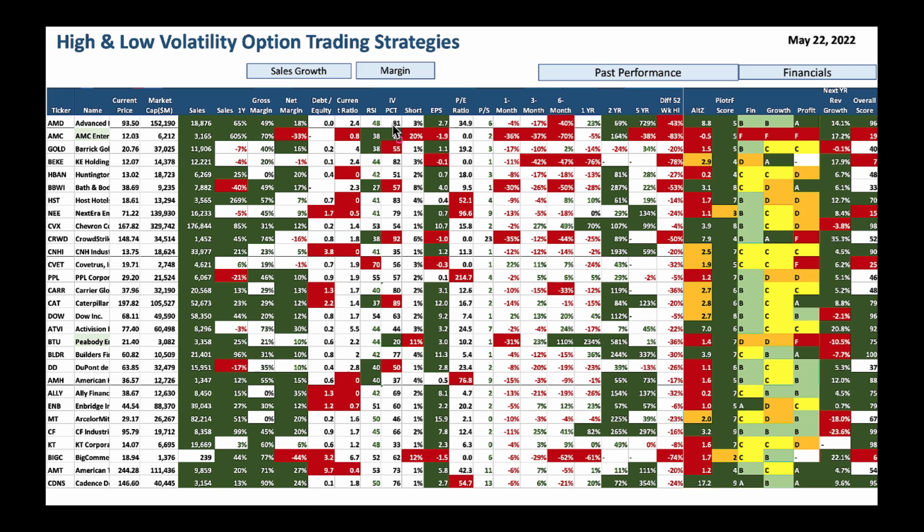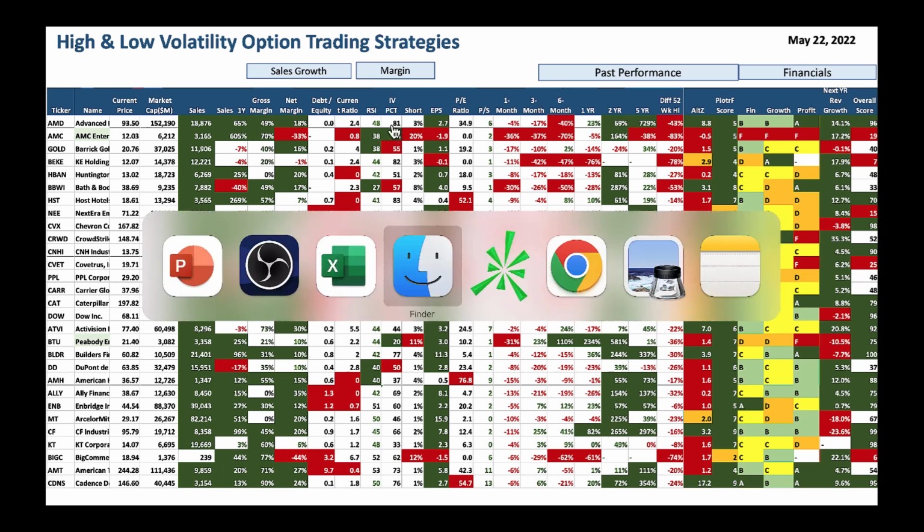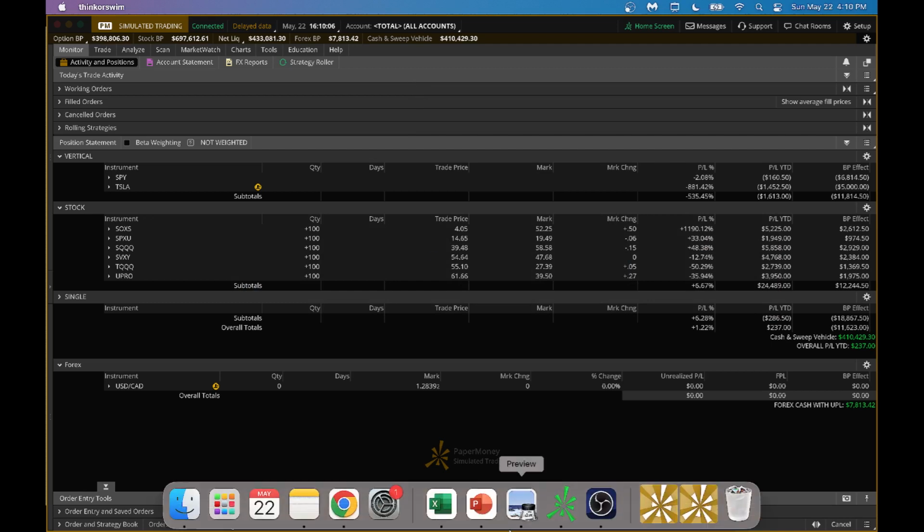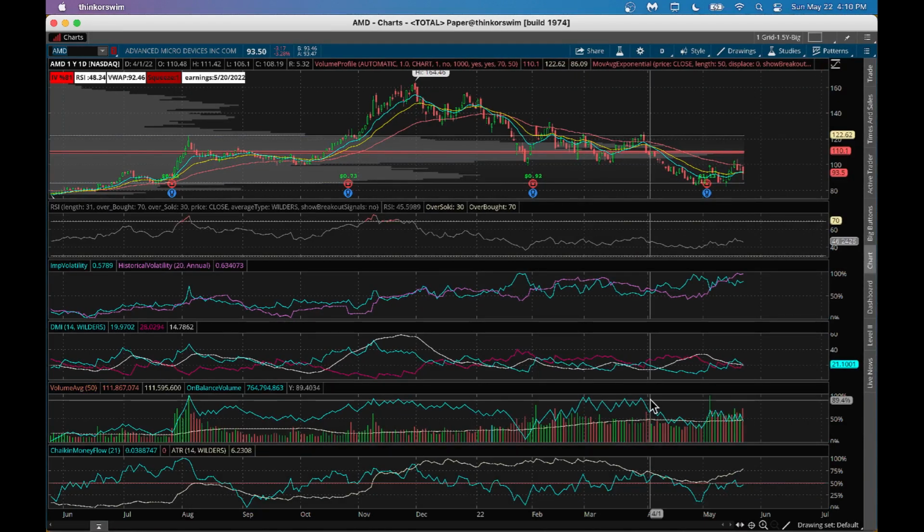All right, so depending on your aggressiveness, you could do two strategies. I will take you to the Thinkorswim platform here from TTM Trade. We'll get the AMD chart here. As you look through this 1 year chart, IV percentile is 81. That's really high. Implied volatility is at a high level, around 81.